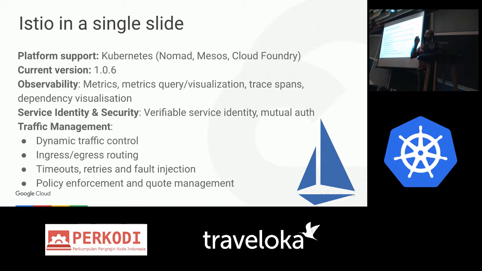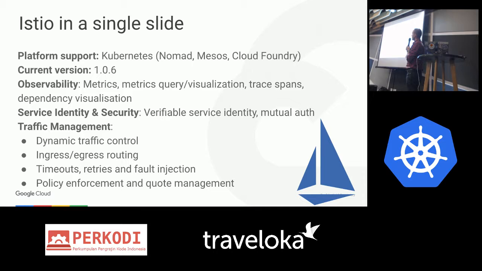So you can be sure that if a service calls another service, they are mutually authenticated, and you can be sure that it's actually that service calling this service. And then you get a lot of traffic management features. This is the main part of Istio. So you can dynamically set traffic policies and control how the traffic flows in the system.